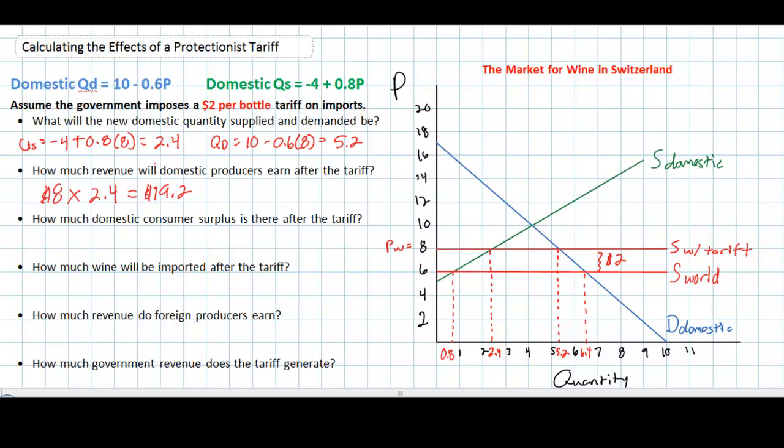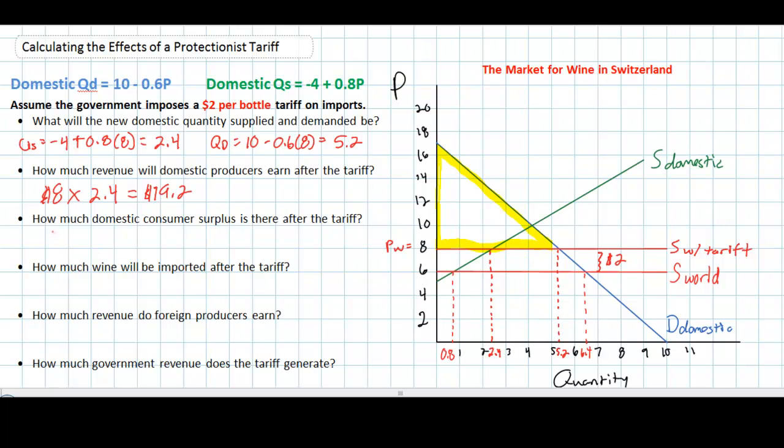Domestic wine producers are definitely going to be better off from a tariff on imported wine. They're able to sell their wine at a higher price, and they're going to sell a much higher quantity of wine in addition. What about domestic consumer surplus? Recall that before, domestic consumer surplus was a much larger triangle than it appears to be now. The new area of domestic consumer surplus I'm outlining in yellow, above the world price of $8 and below the domestic demand curve. Let's go ahead and calculate the area of this triangle.